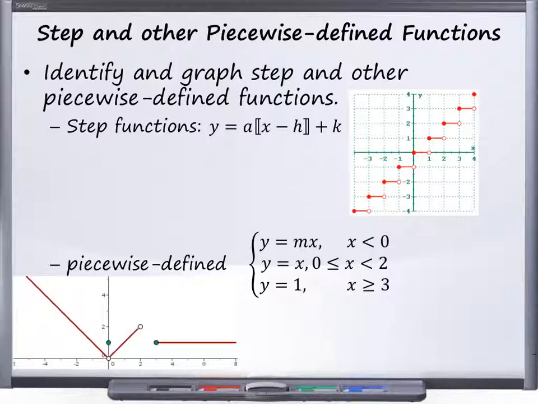Step and otherwise piece-defined functions. A piecewise function means it's broken into pieces. Notice this one. Now, this is an odd-looking little symbol, the double bracket. This means the integer, the largest integer, less than the number. So, if I have 2.3, the largest number less than 2.3, oops, I have to have an extra bar there, is 2.